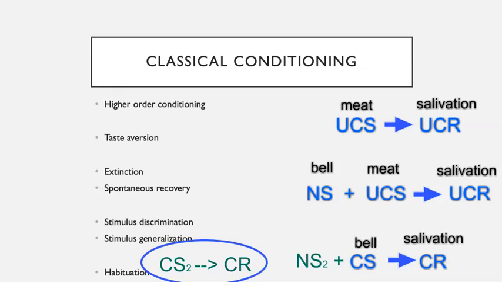For example, turn on a light switch, ring a bell, present the meat powder. You do this enough times, the dog is going to salivate to the light switch. Not because the light switch was paired with the meat, but because the light switch was paired with the bell, and the bell is paired with the meat. So that's higher order conditioning.